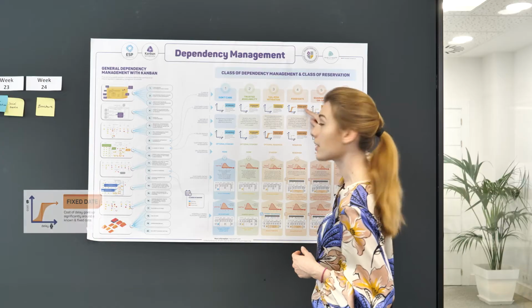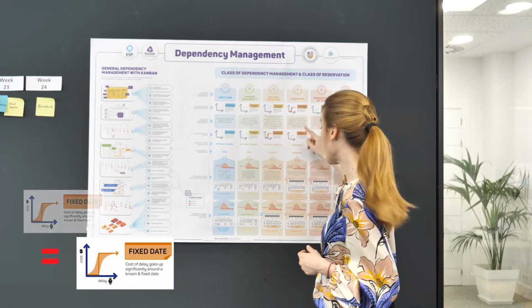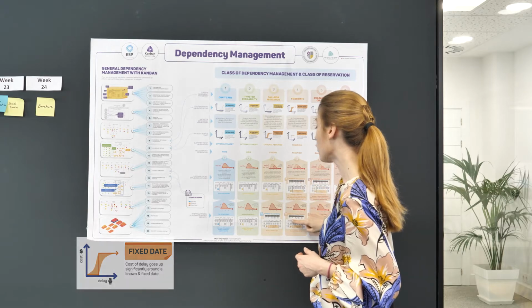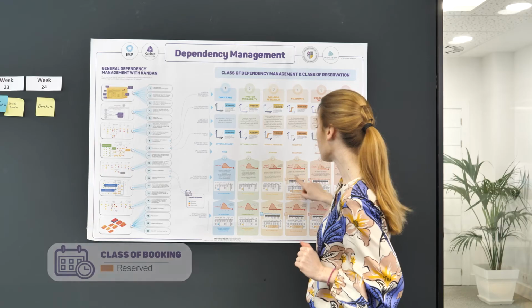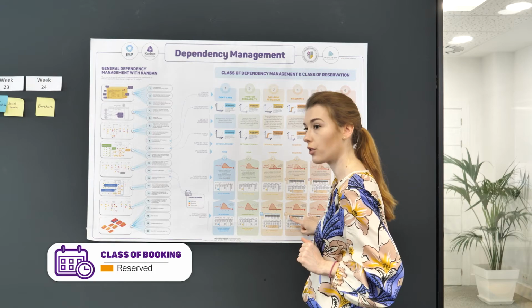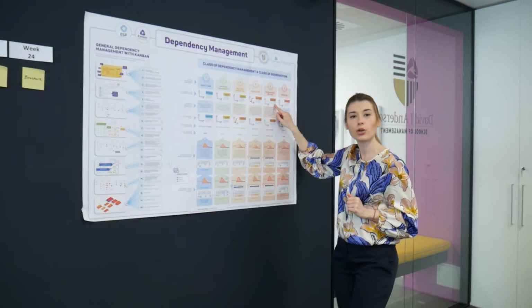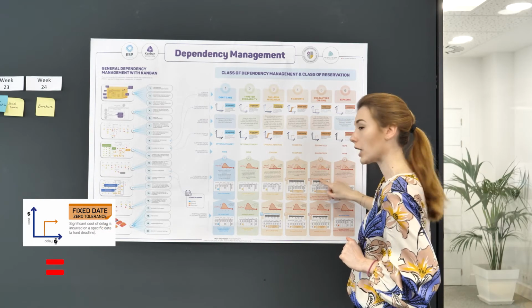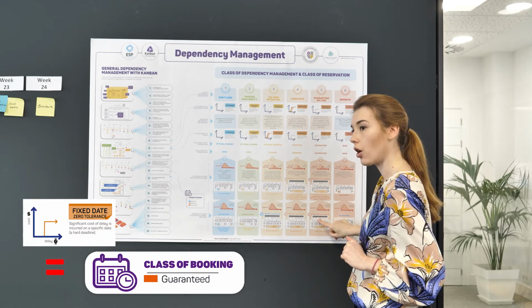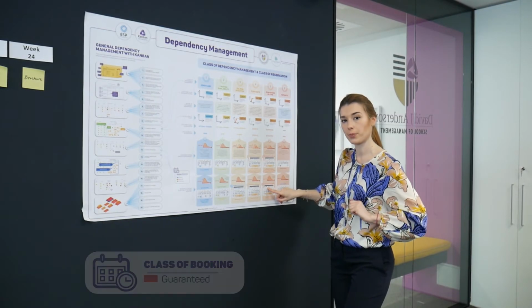As well, on this poster, you can see the other dependency management advices. In case of fixed date class of service, you have the fixed date for the called service, and you see that both boards, calling service and called service, will have reserved class of booking for this item. If your customer has zero tolerance to a delay, you need to use guaranteed class of booking on both reservation boards for both calling and called service.